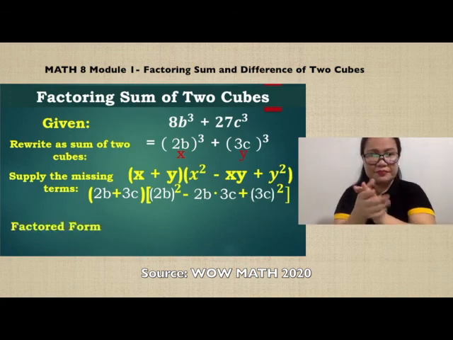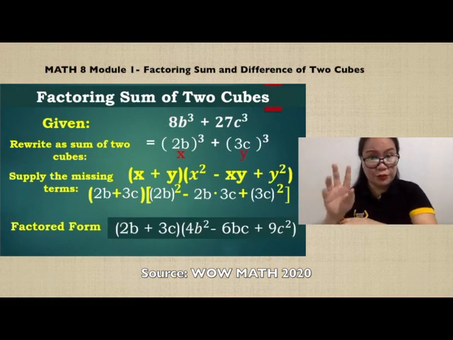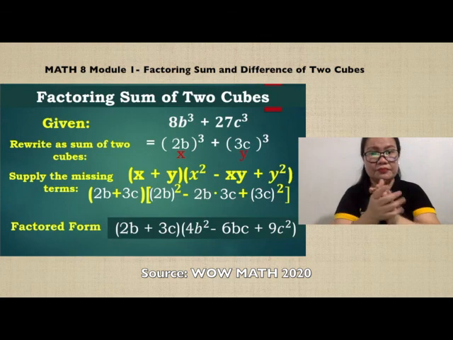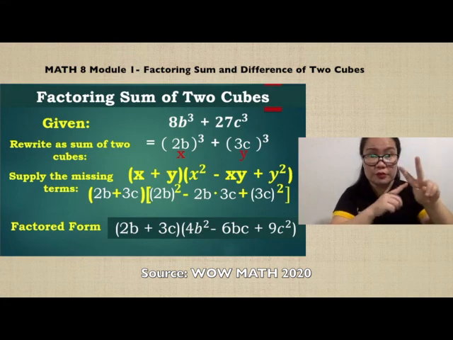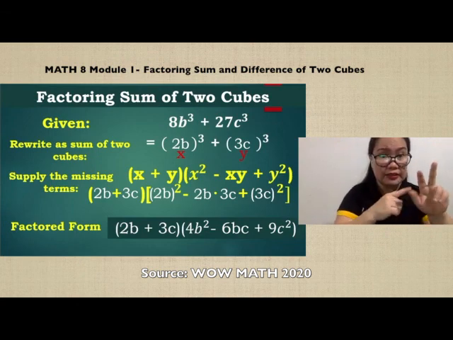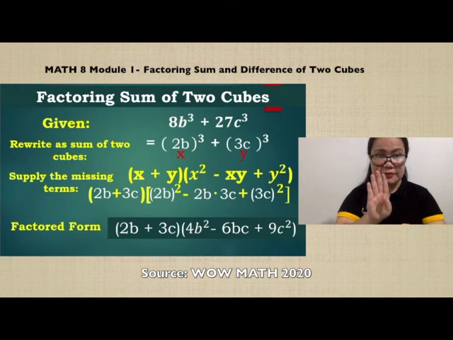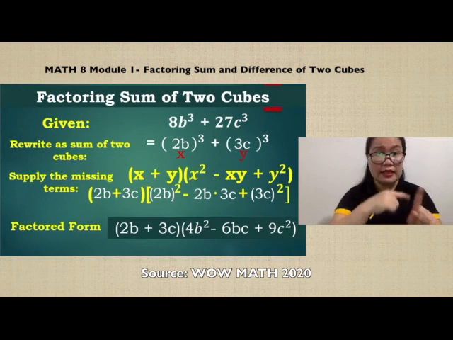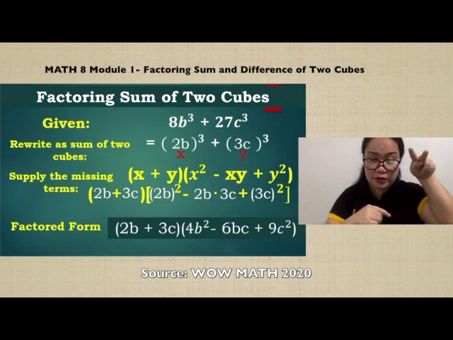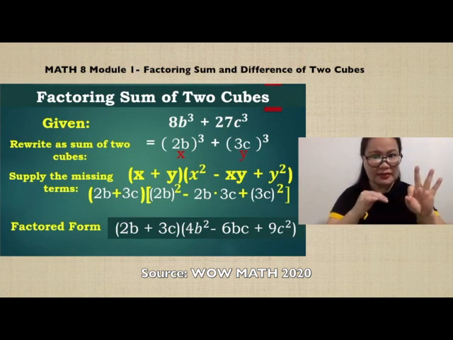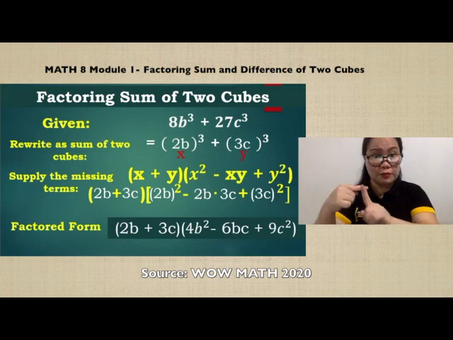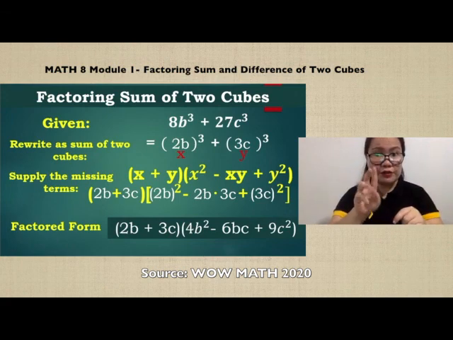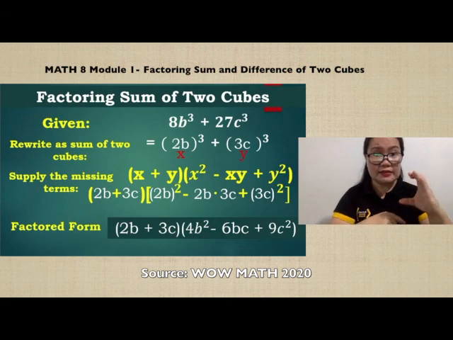So, we now have the factored form of 2b plus 3c times, so, ito, bakit siya naging 4? Kasi ang nakalagay doon, 2 squared, diba? So, 2 times 2 is 4, and then b squared, minus, ita-times natin ito si 2b times 3c. So, 2 times 3 is 6. And then, copy the variables, which is b and c. And then, plus, so 3 squared, simplify natin si 3 squared, that is 3 times 3, kaya siya naging 9. And then, c squared. So, we now have 2b plus 3c times 4b squared minus 6bc plus 9c squared. So, ito ngayon ang factored form natin.